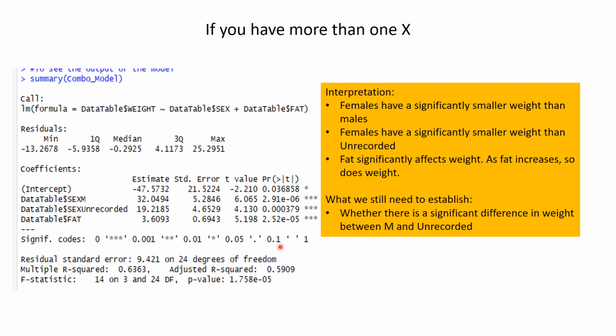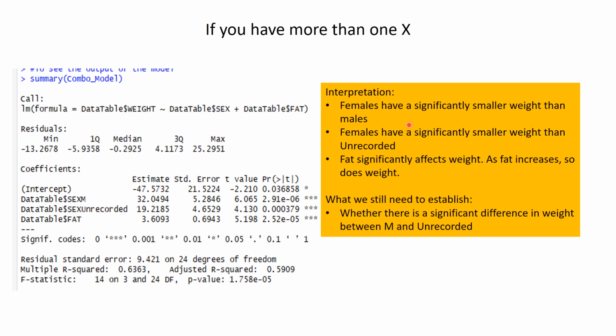But let's quickly go to the interpretation of the coefficients table, so only of this table here. We can see that females have a significantly smaller weight than males here. From this line, we can see that females have a significantly smaller weight than unrecorded. And we can see that fat has a significant effect on weight, and that effect is as fat increases, so does weight. All right, so don't only say there's a significant effect, you need to describe the pattern. So you need to say, for example, as fat increases, so does weight.